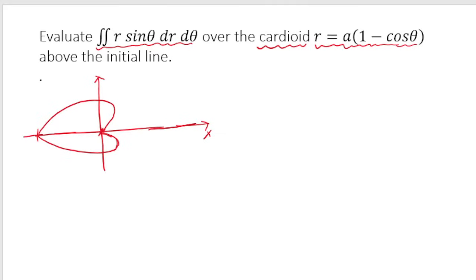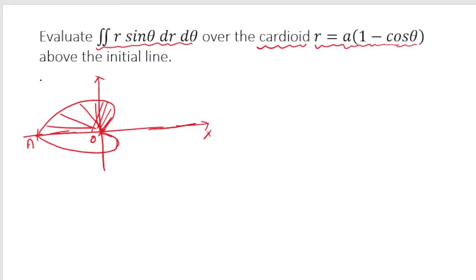But anyway, we have to evaluate it over the initial line, means this is the initial line, and we have to evaluate the integral over it. So means we have to take this region, if I call it O and if I call it A, so we have to cover this region. This is how the region I have to cover, right? And this is the region that I am going to cover. Okay, so you can see the region that I have to cover.